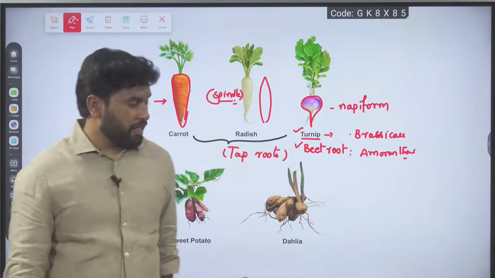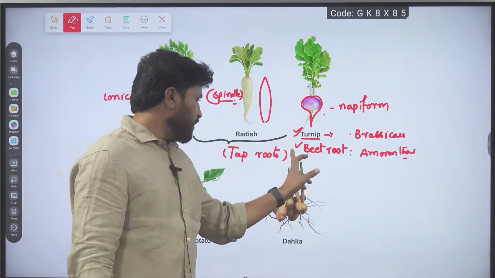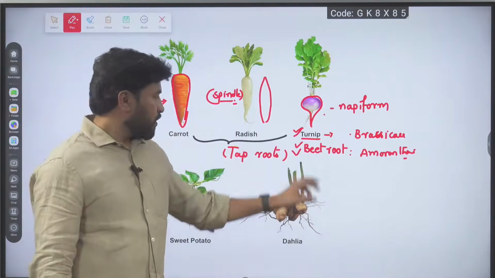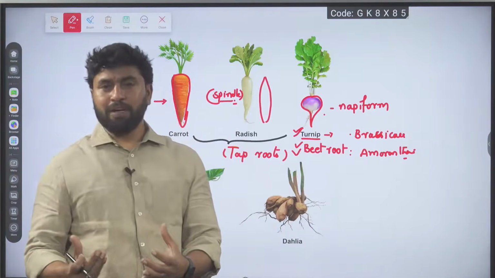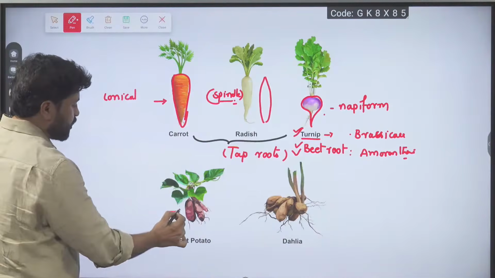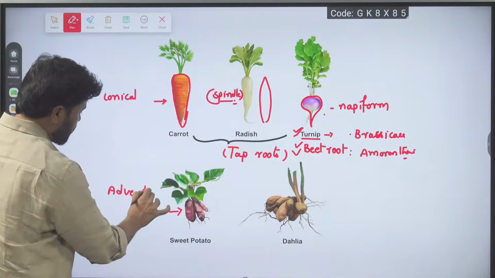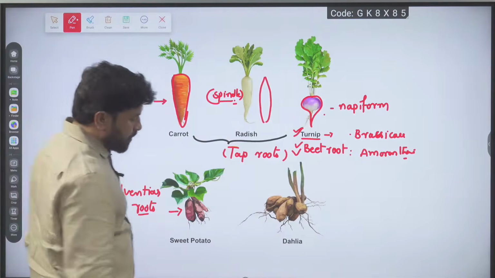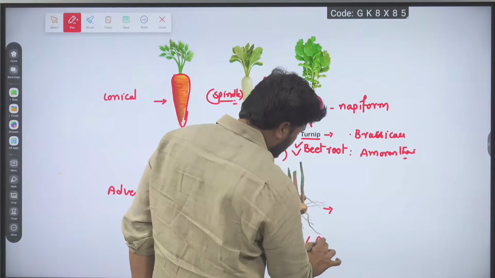Are you getting the idea? If you are talking about napiform being turnip, correct. Napiform being beetroot, that is also correct. But both plants are not the same. Turnip is colorless, beetroot will have color. What color the beetroot has, we all know. Next one, sweet potato. In sweet potato, adventitious roots. Adventitious root in sweet potato, and dahlia, and in case of dahlia and asparagus.